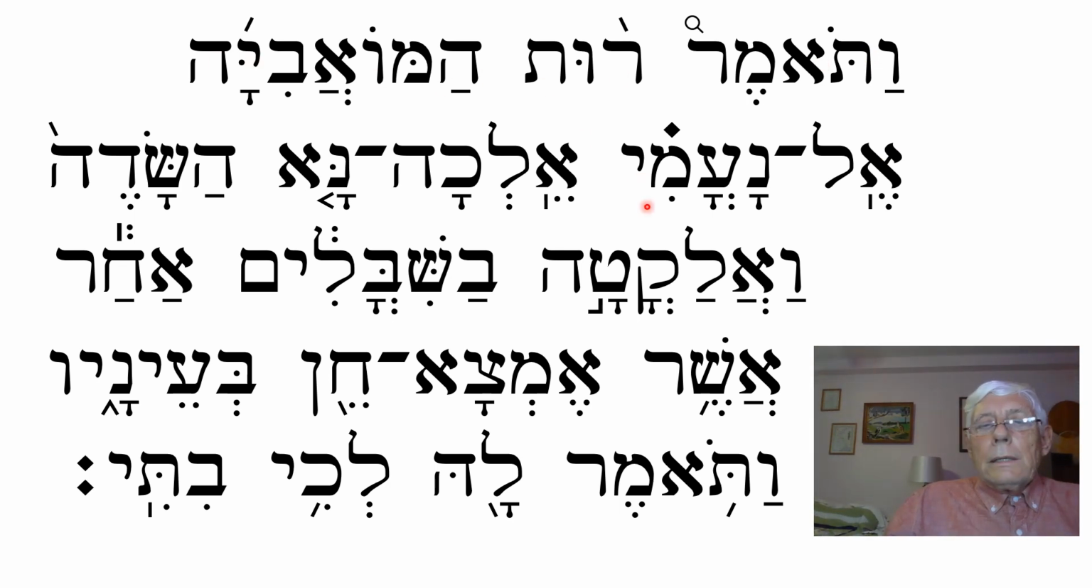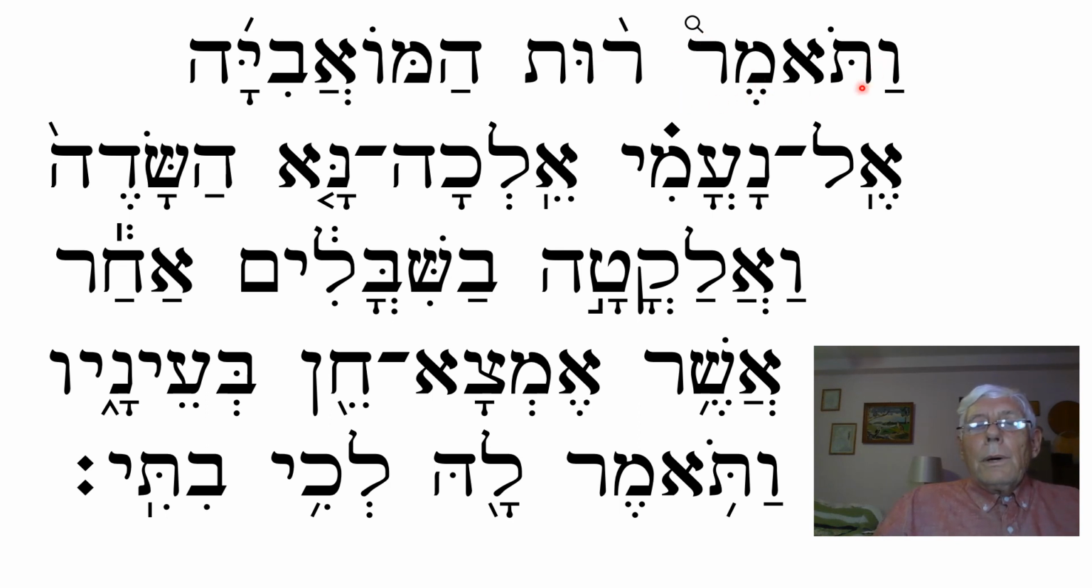Vatomer Ruth ha-Moavia el Naomi, elchah na ha-sadeh ve-alaktah ba-shibolim achar asher emtza-chen be-einav. Vatomer lah lechi biti. And she said, this is a feminine prefix form of to say something. It's an interesting tomer. Accenting moved to the mi-el ra, which is a little bit unique here, but tomer Ruth. Okay, I guess these are very much conjunctive here.